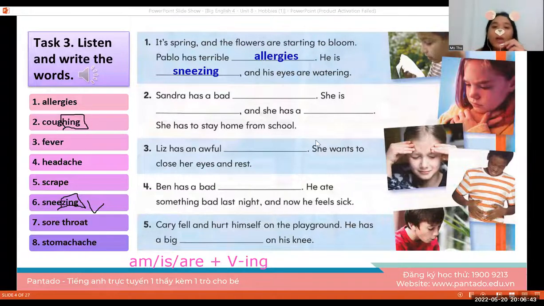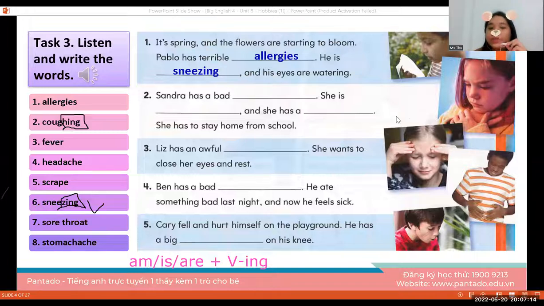Okay, so now what about number two? Sandra has a bad, something bad, okay? And then you say, she is. Remember, she has to stay home from school. So you can guess by looking at the picture. You can guess the words by looking at the picture, okay?